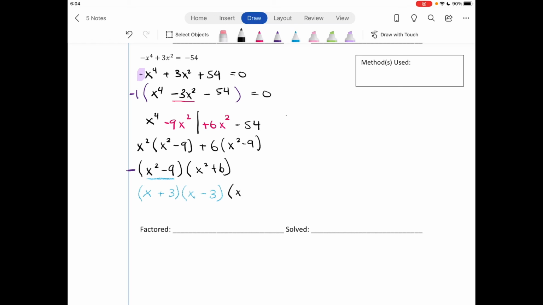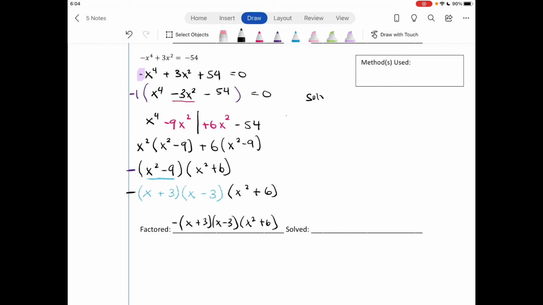Rewrite out everything else, so x squared plus 6, and that negative on the outside. And here is our completely factored form. So negative times x plus 3 times x minus 3 times x squared plus 6.